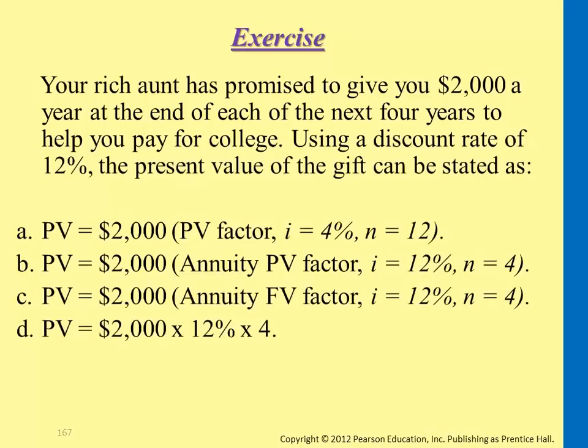Your rich aunt has promised to give you $2,000 a year at the end of each of the next 4 years to help you pay for college. If you want to calculate the present value of this gift, which one would you choose that represents this statement? Annuity factor, i equals 12%, year is 4, and it should be the present value. Not the future value, because remember that it promised to give you $2,000 every single year for the next 4 years. If you're getting the present value, you have to use the PV factor.